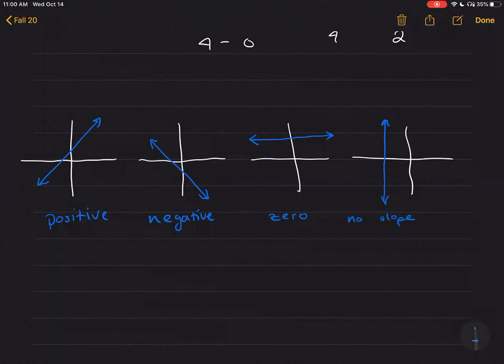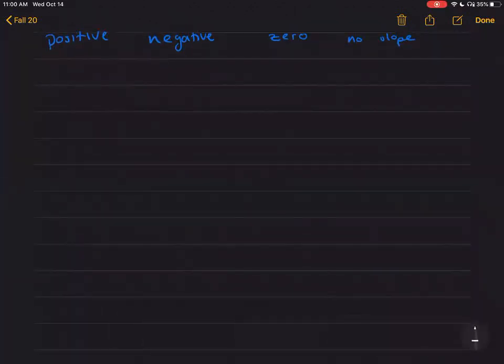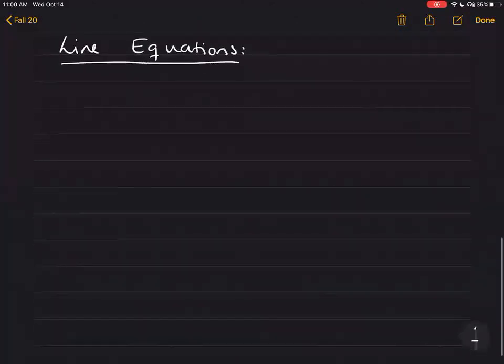Cool. So we kind of know what lines look like when we draw them, but what do they look like when we write down their equations? So that's something we're going to want to know. So let's look at line equations. The first one we're going to look at is point slope form.